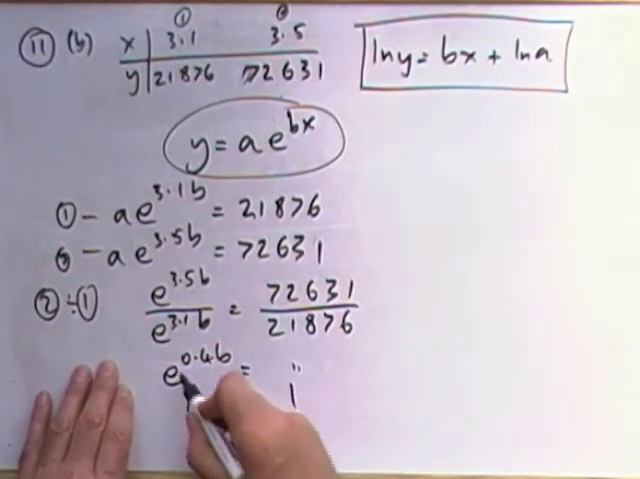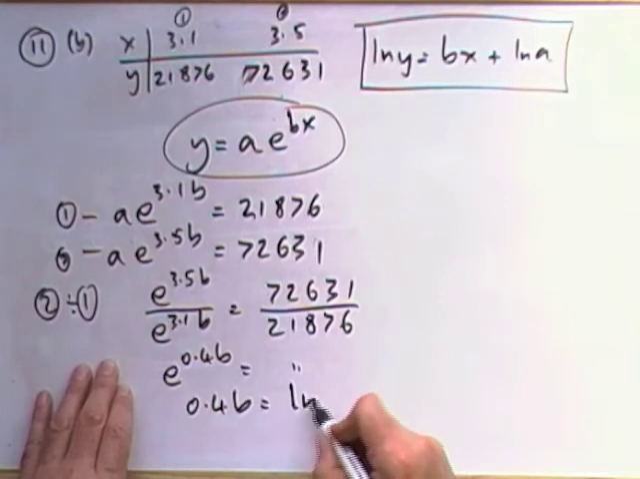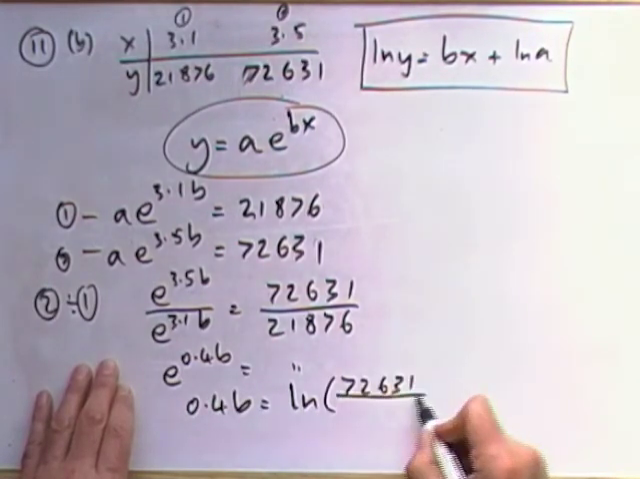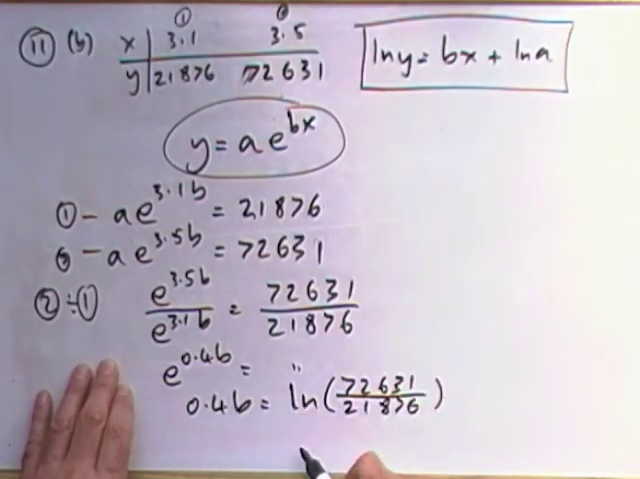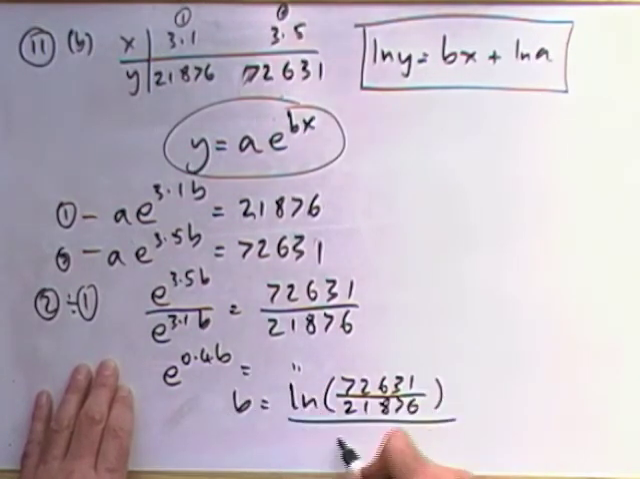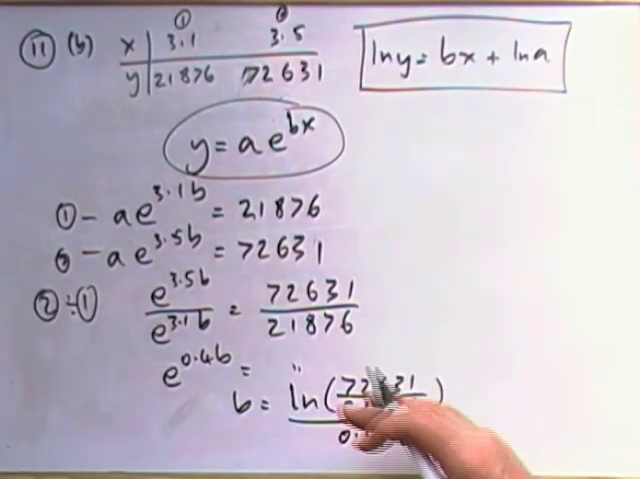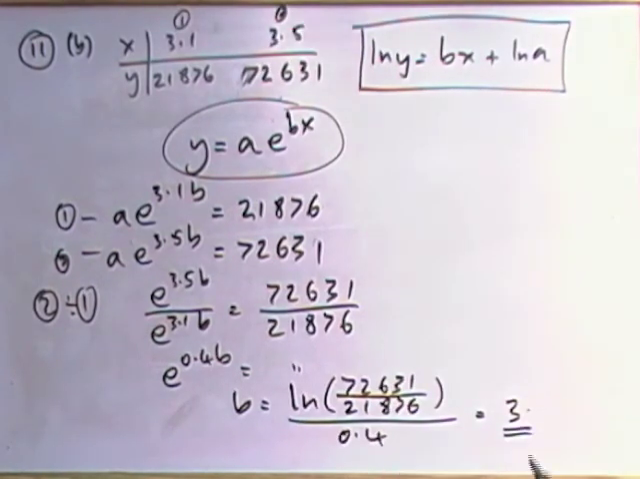0.4b is going to be, the opposite of e to the power, log base e, will be ln of that quotient. Exact same as in the last calculation. Which means that b would be that divided by 0.4, exactly the same calculation as before in any of the other 3 ways, which gave you that same value, 3 point, etc., etc.